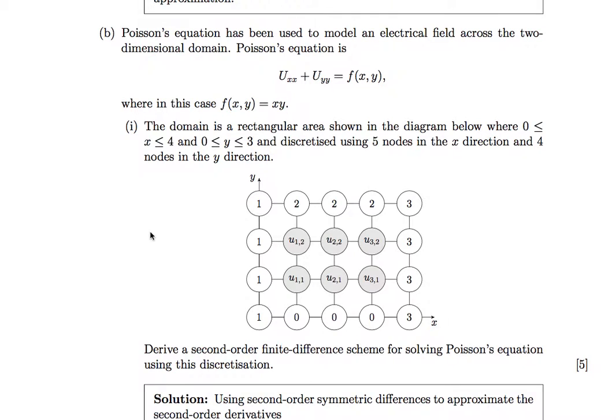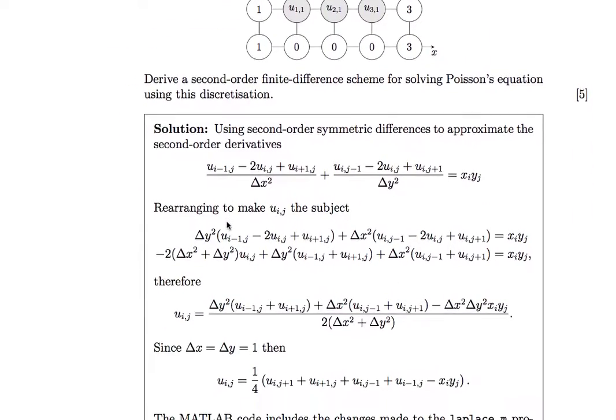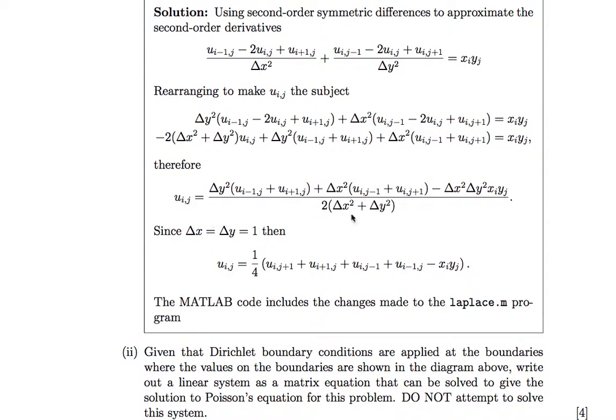Okay, so to derive the finite difference scheme, we replace the second derivatives here with our second order symmetric difference. Okay, here we've used subscript notation, so the i index refers to the x position, the j index refers to the y position. So that's our second order difference in the x direction and our second order difference in the y direction. f of x is x times y, so we have the ith coordinate of x multiplied by the jth coordinate of y. And what we now do is rearrange to make u_ij the subject, so a bit of algebra, and we get down to this expression.